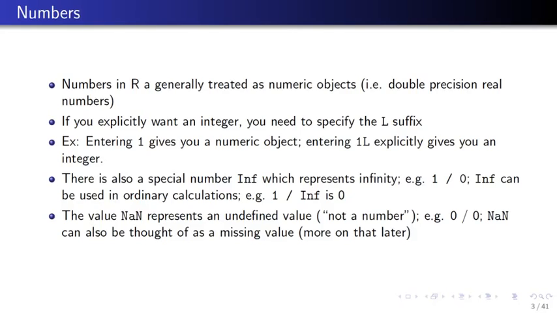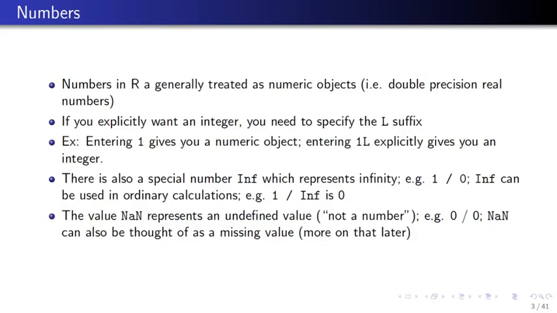There's also a special number called Inf, which stands for infinity. Inf is like a real number. It can be used in calculations, and you'll get the expected results. For example, if you take 1 divided by 0, you'll get infinity. And if you take 1 and divide it by infinity, you'll get 0. So Inf is a special number, and you can also have minus infinity too.